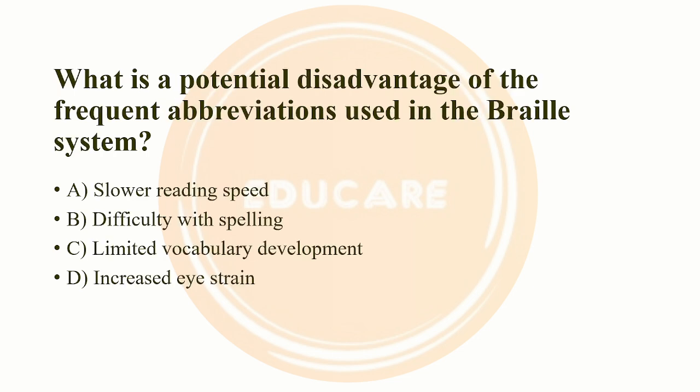Next, what is a potential disadvantage of the frequent abbreviations used in Braille? Options: slower reading speed, difficulty with spelling, limited vocabulary development, increased memory strain. The answer to this question is option B, that is difficulty with spelling.